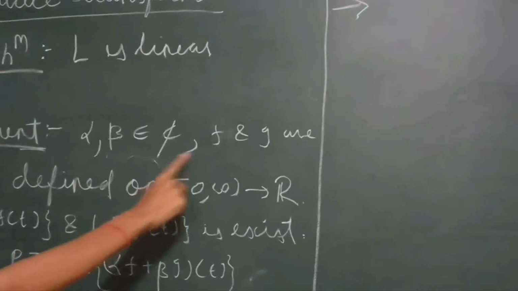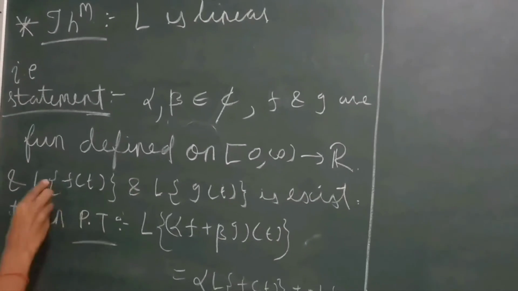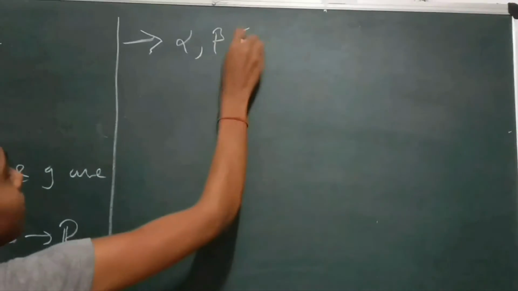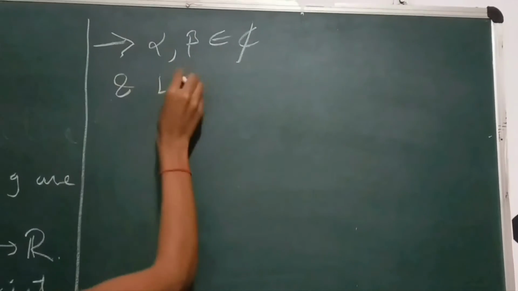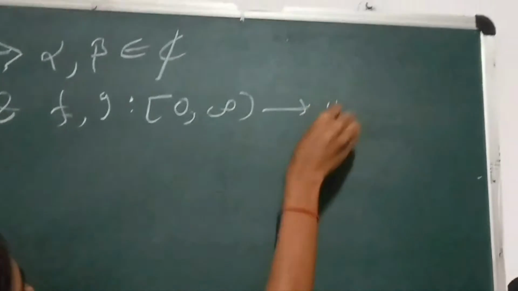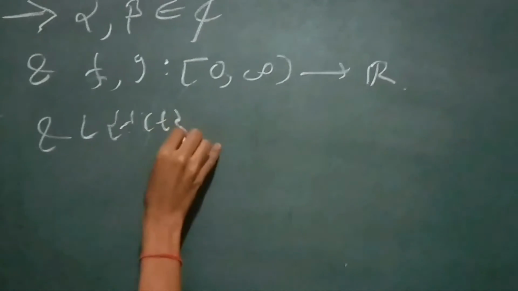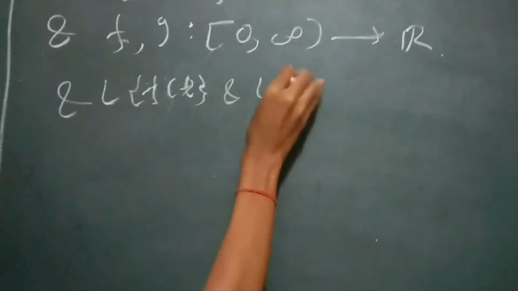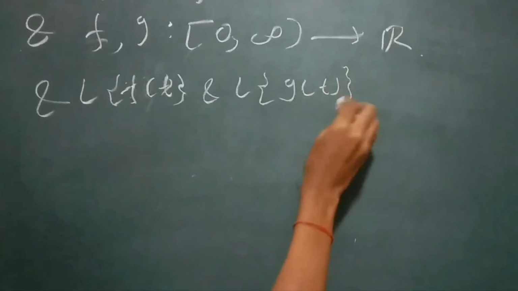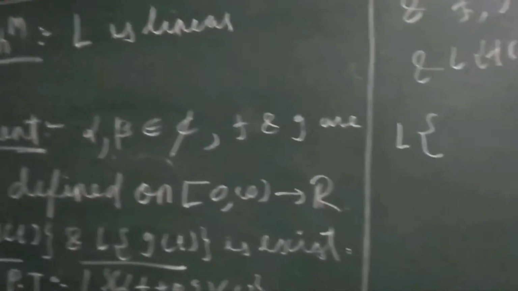Now alpha, beta are in C and f and g are functions defined on 0 to infinity to R, and L of f of t and L of g of t exist. Now we will prove this.